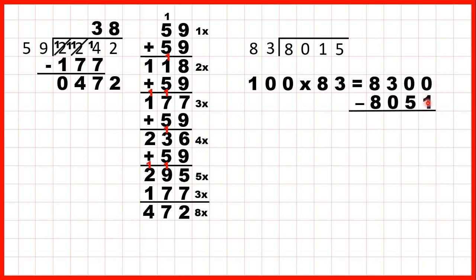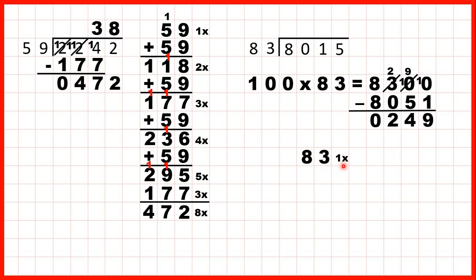We can't do 0 minus 1. We go to the left and we have a 0, so go to the left again. 1 less 1 in front, 1 less 1 in front. 10 minus 1 is 9, 9 minus 5 is 4, 2 minus 0 is 2, 8 minus 8 is 0. So what we can do now is count up in 83s until we get to 249.